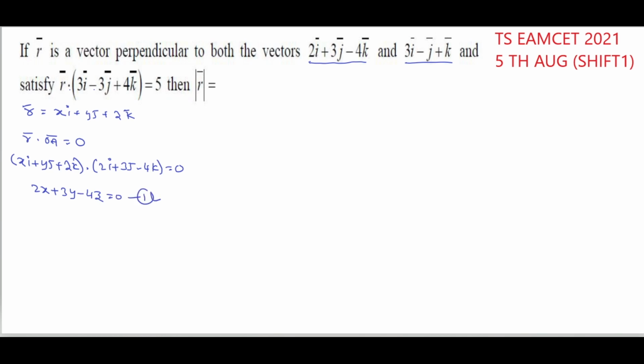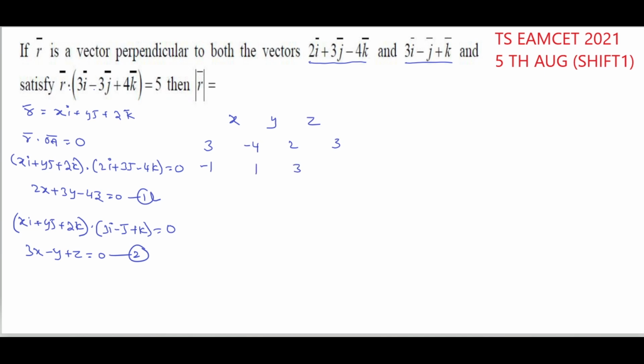And this r bar vector is perpendicular to the second vector, that is xi plus yj plus zk dot 3i minus j plus k is equal to 0. From this, 3x minus y plus z is equal to 0. This is the second equation. Now we find x, y, z values from these two equations. From the first equation, start with the y coefficient, 3, minus 4, 2, 3, and the second equation, minus 1, 1, 3, minus 1.